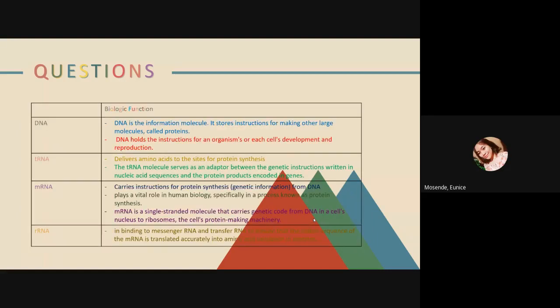Thank you, Miss Alondra. So, first one is DNA. DNA is the information molecule. It stores instructions for making other large molecules called proteins. DNA holds the instructions for an organism's or each cell's development and reproduction. So, katulad nga ng sinabi ni Sir kahapon, ang DNA ay large molecule. It is a complex molecule that contains all the information necessary to build and maintain an organism. It encodes the information na kailangan ng cell para makapag-produce ng proteins.